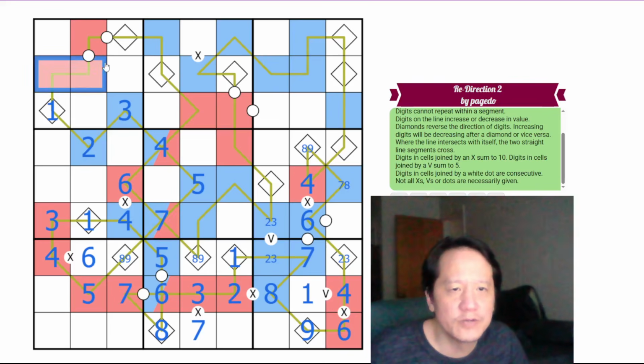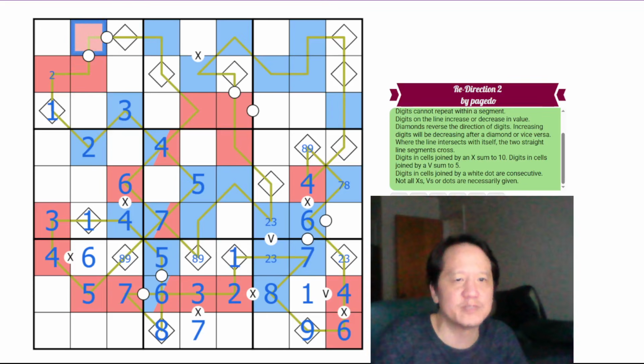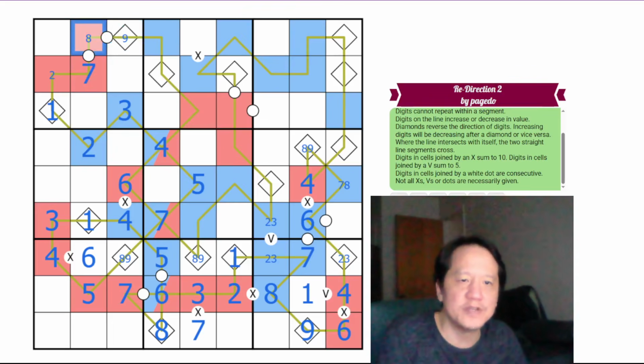This must increase from here. And this is at least 2. This cannot be 3. It could be 4, but if this is 4, it has to be consecutive here, which doesn't work. So that means this is minimum 7, this is 8, and this is 9, so that's the guaranteed. So this is 7, 8, 9.